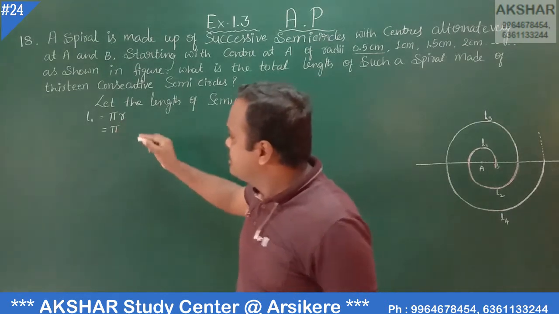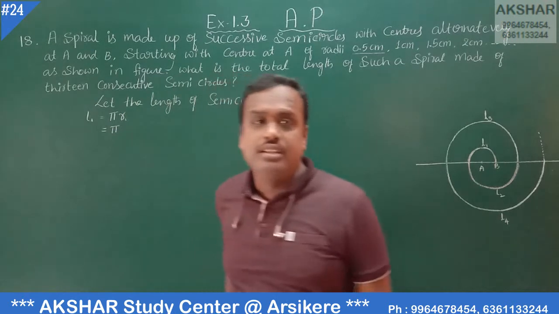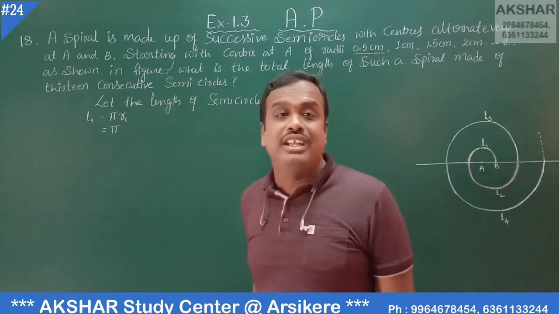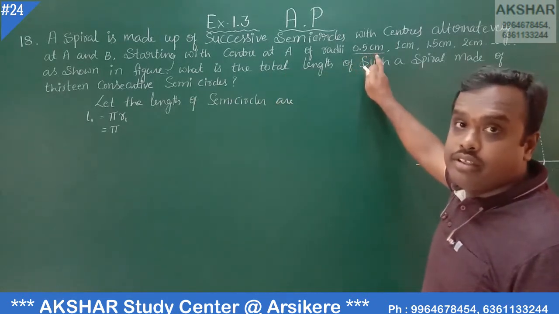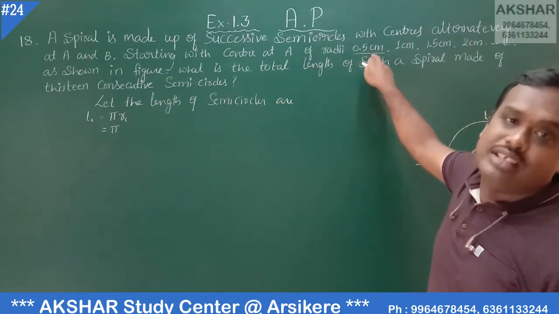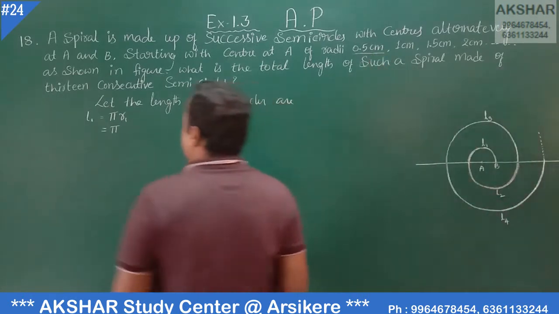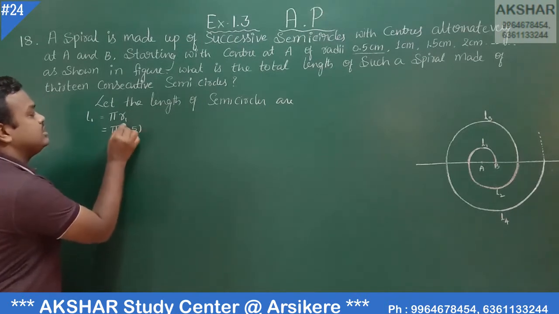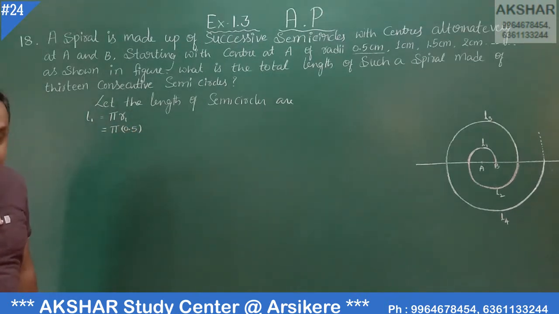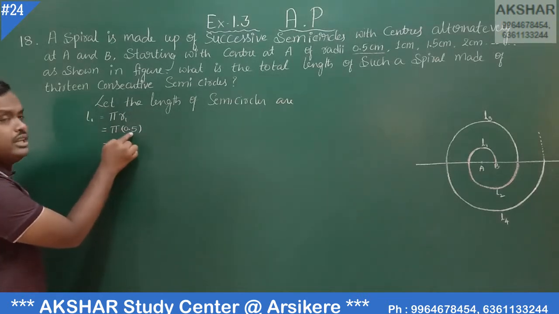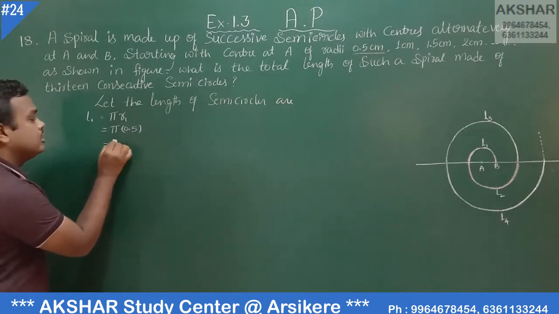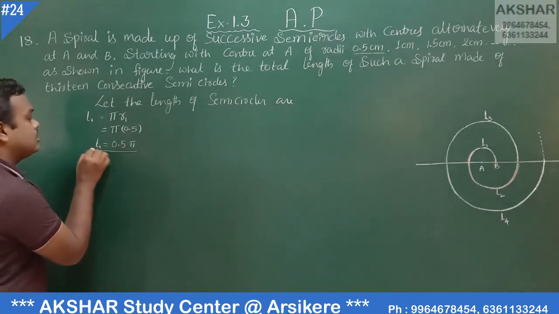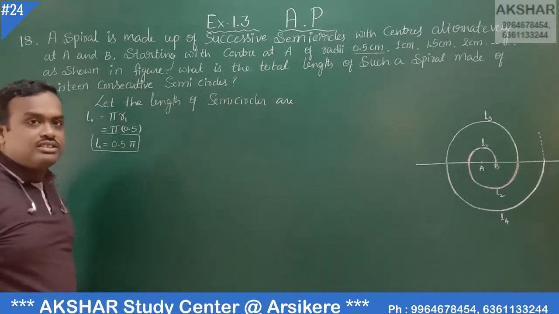Now the radius I will put here as r1. Why? This is the radius for the first semicircle. You know very well what the radius of the first semicircle is. According to the question, we came to know that it is 0.5 centimeter. Clear? Yes. Therefore pi into 0.5 centimeter, which gives 0.5 pi. This is the length or the circumference of the first semicircle.